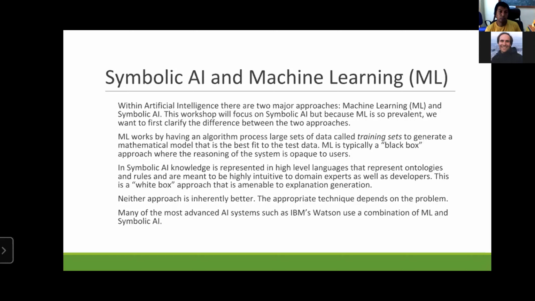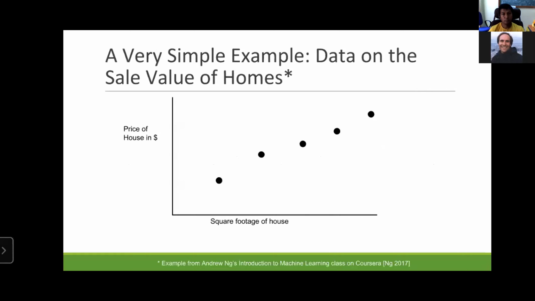In fact, a lot of the research in symbolic AI went hand in hand with psychological research on how people solve problems, finding that they use things like taxonomies and rules to solve complex problems. Neither approach is inherently better. They both have advantages and disadvantages. It depends on your problem and the kind of data. Many of the most advanced AI systems, such as IBM's Watson, use a combination of machine learning and symbolic AI.